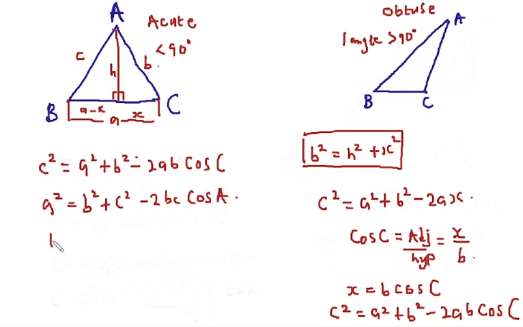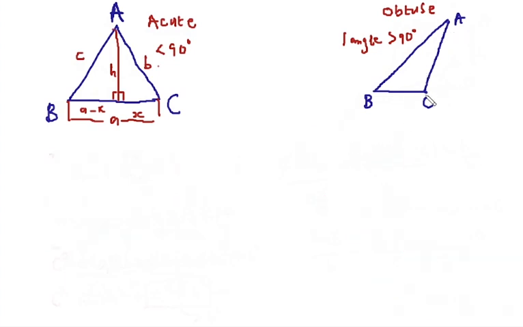And then it can be b squared is equal to a squared plus c squared minus 2ac cos B. So let's prove the cosine rule for an obtuse triangle. For an obtuse triangle, the first thing we do is draw another imaginary line here to make it look like a right angle triangle.